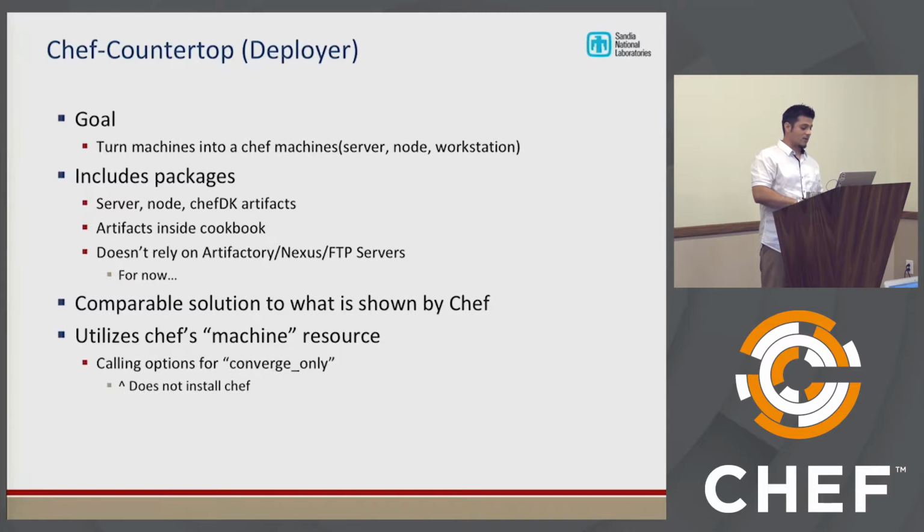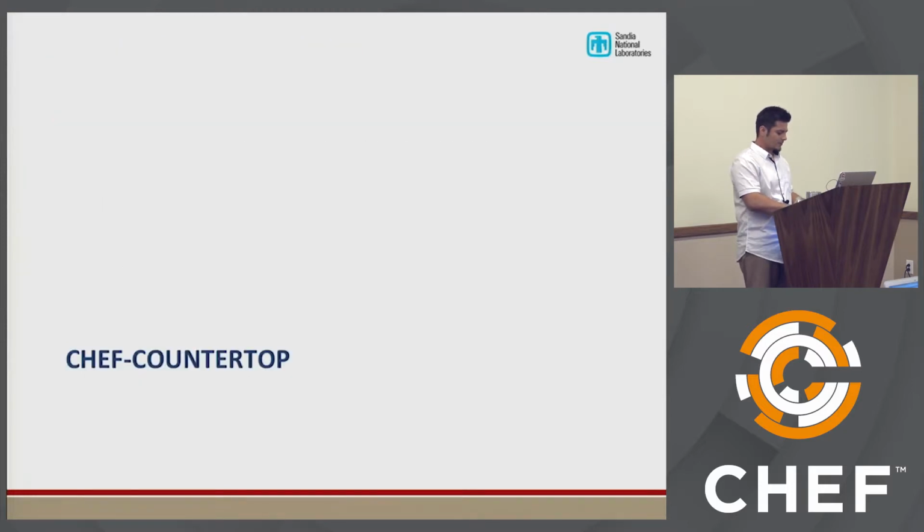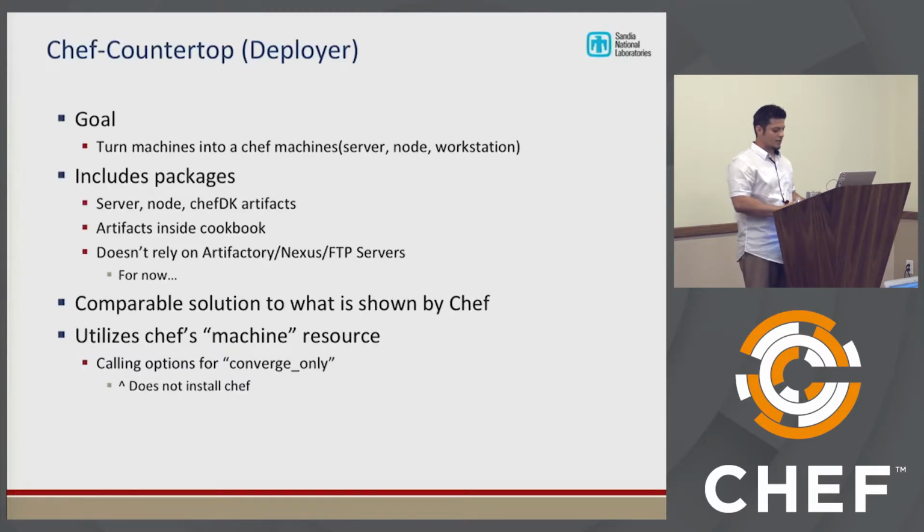The main resource I'm using inside the Chef Countertop deployer is the converge-only option of the machine resource, and it's probably one of the other actions that people don't use as often. But basically it doesn't install Chef before trying to do a convergence.